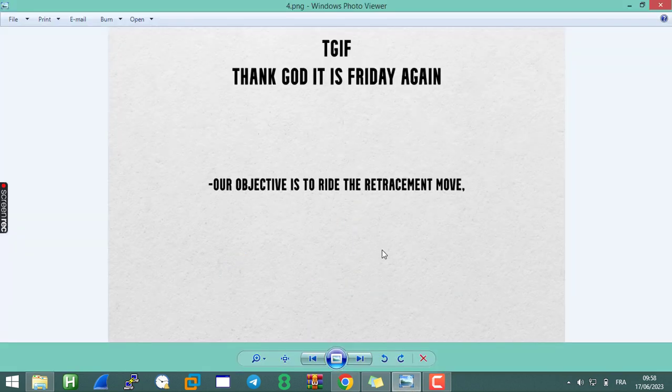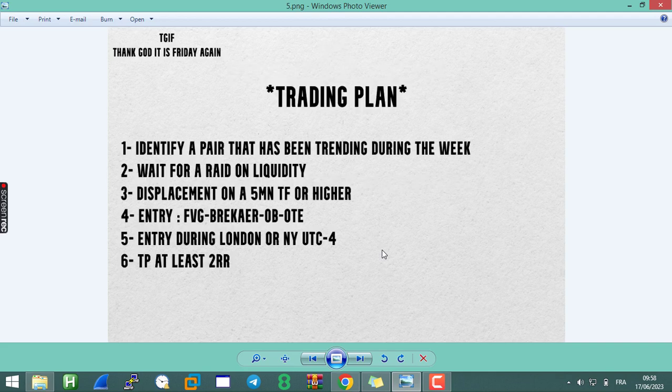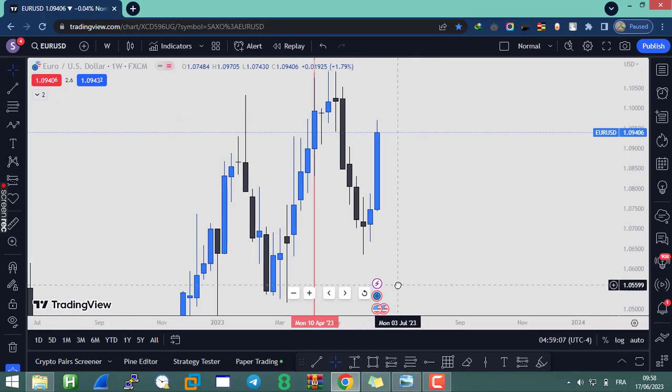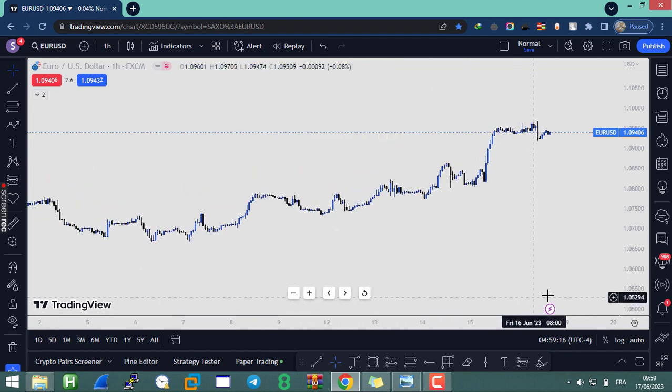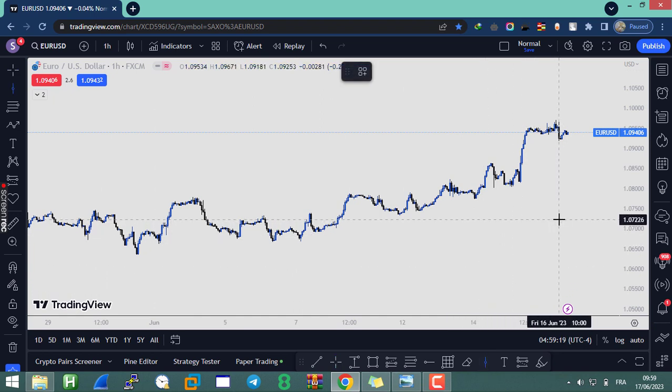Now let's go to the trading plan, and I'm going to show you live examples and how to apply it. So the trading plan. First of all, the first thing to do is to identify a pair that has been trending during the week. How can you do that? For example, let's go to the 1 hour. I like to identify the trending pairs from the 1 hour. So the first thing to do is you want to put a vertical line on Monday, the beginning of the week, midnight.